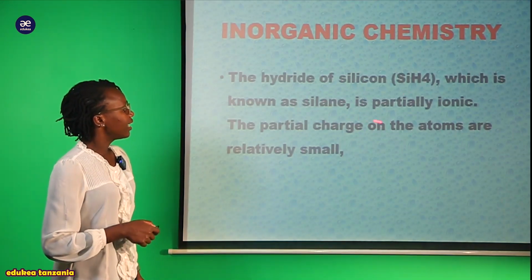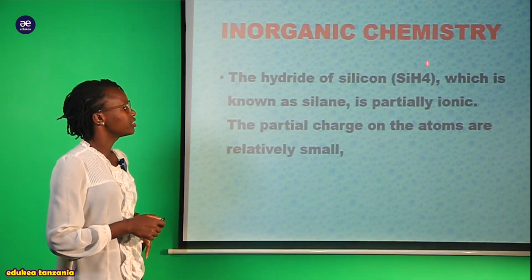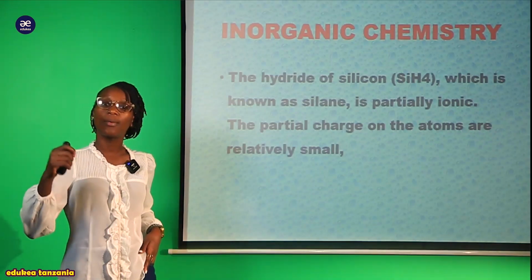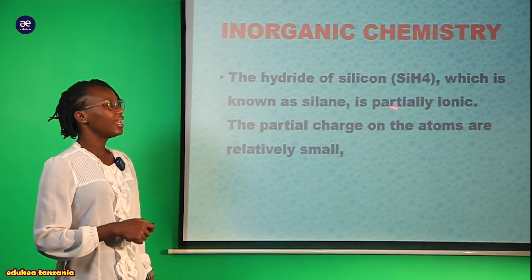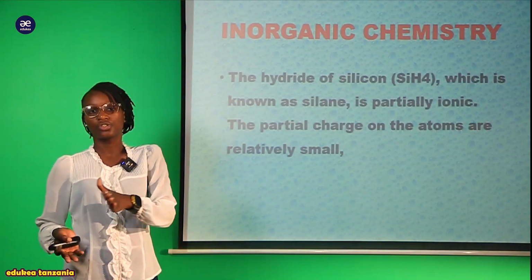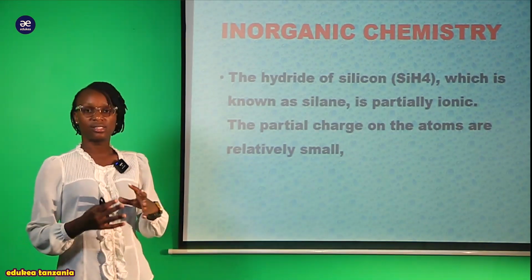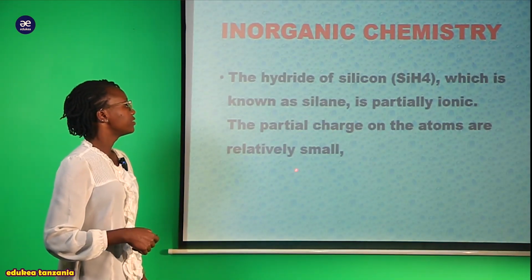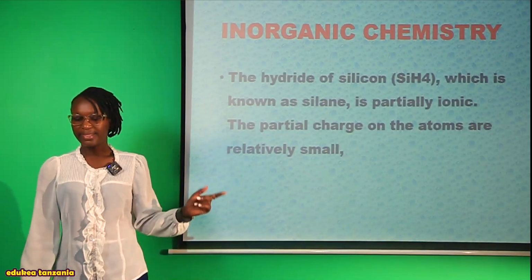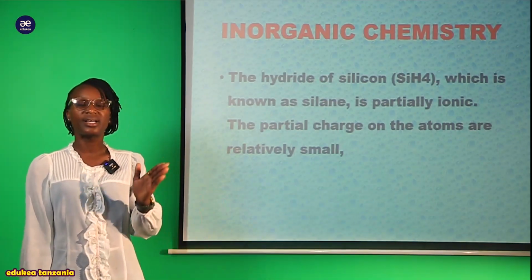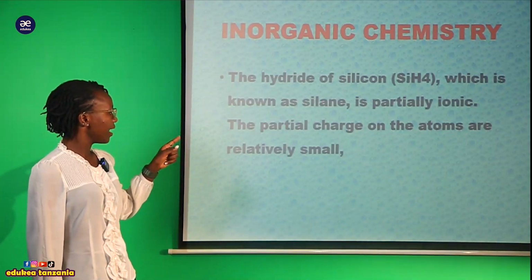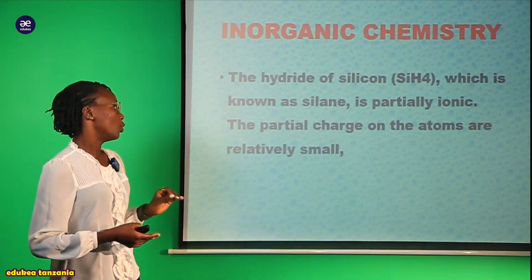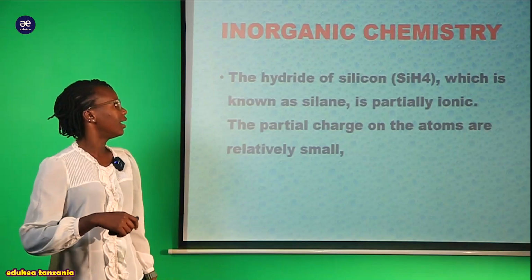It says that it is partially ionic. That the hydride of silicon, which is known as silane, is partially ionic. When we talk about partially, it means something which is not complete. So it exists as ionic but in a partial way. It says that the partial charges on the atoms are relatively small. That's the reason this silicon hydride is partially ionic. Why? Because the partial charges of the atoms are relatively small. So this is all about the hydride of silicon.